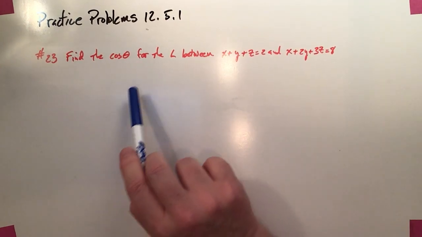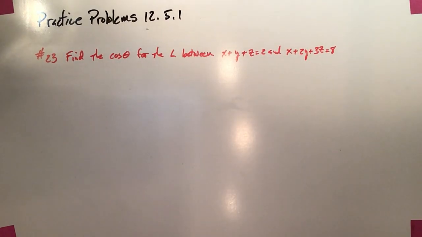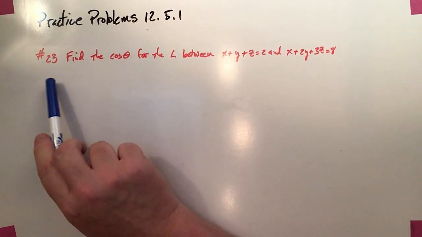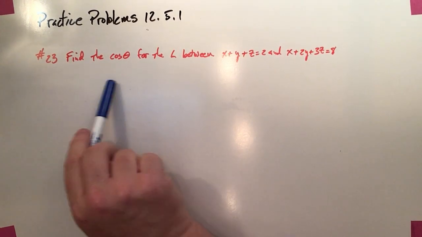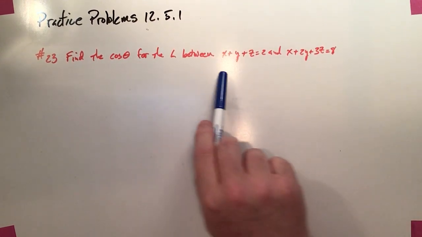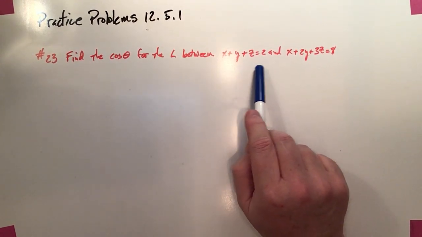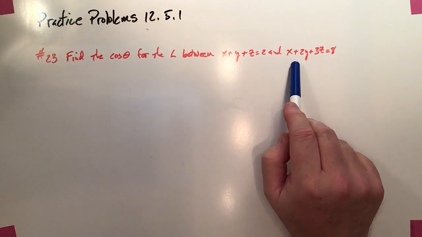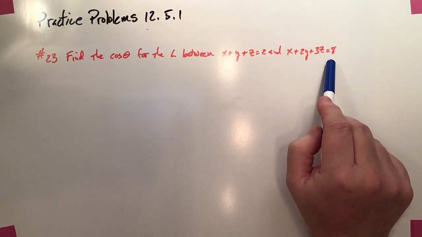Okay, our final question in section 12.5.1 on planes is practice problem 23. We want to find the cosine for the angle between these two planes, x plus y plus z equals 2, and x plus 2y plus 3z equals 8.